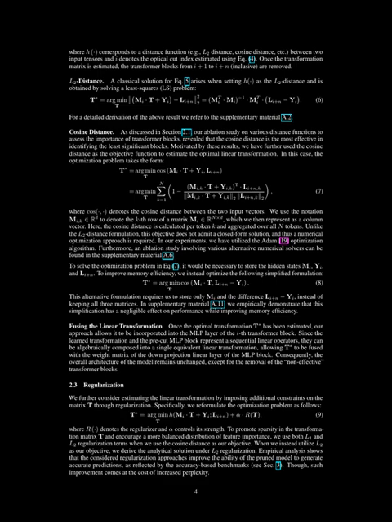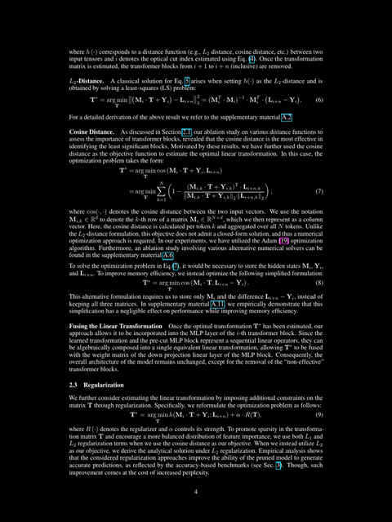2.3 Regularization. We further consider estimating the linear transformation by imposing additional constraints on the matrix T through regularization. Specifically, we reformulate the optimization problem as follows: T* = argmin_T of the distance between M_i T + Y_i and L_{i+n}, plus alpha R(T), where R denotes a regularizer and alpha controls its strength. To promote sparsity in the transformation matrix T and encourage a more balanced distribution of feature importance, we use both L1 and L2 regularization terms when we use the cosine distance as our objective. When we instead utilize L2 as our objective, we derive the analytical solution under L2 regularization. Empirical analysis shows that the considered regularization approaches improve the ability of the pruned model to generate accurate predictions, as reflected by the accuracy-based benchmark, though such improvement comes at the cost of increased perplexity.